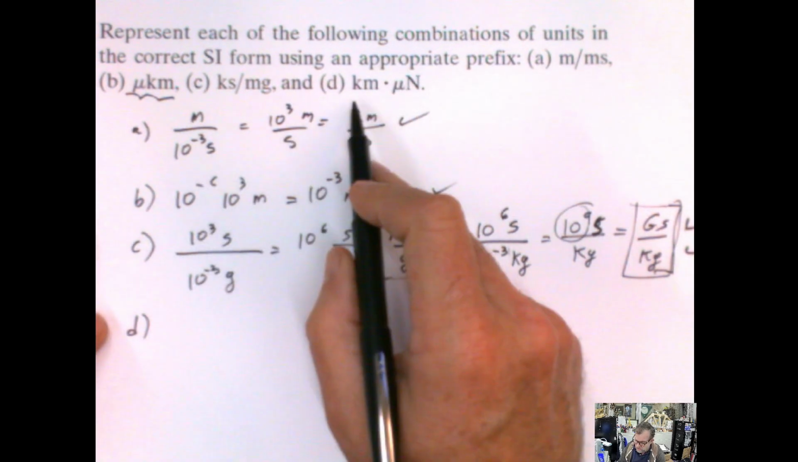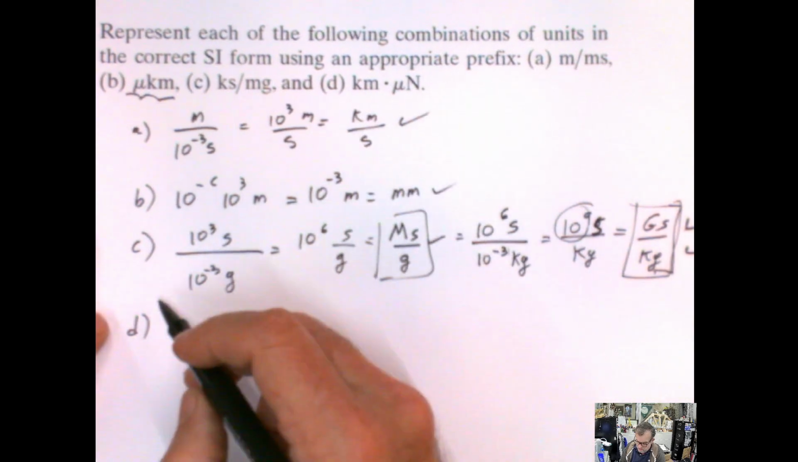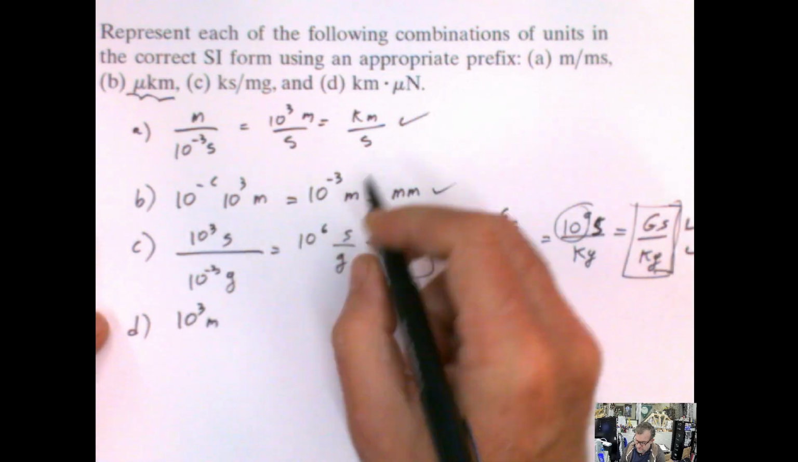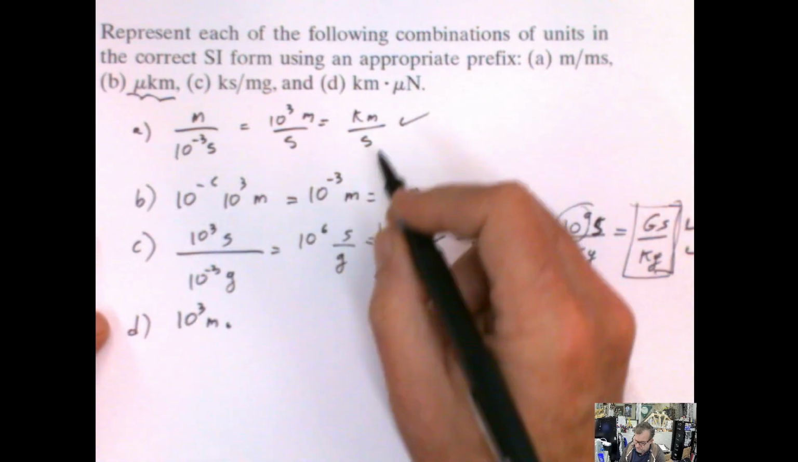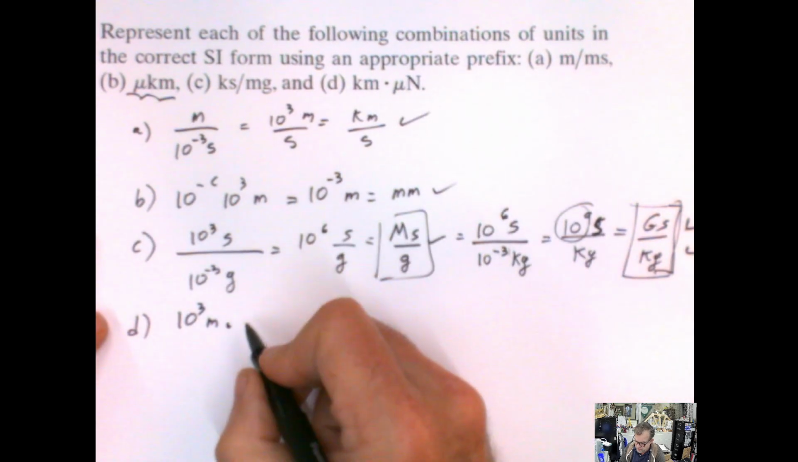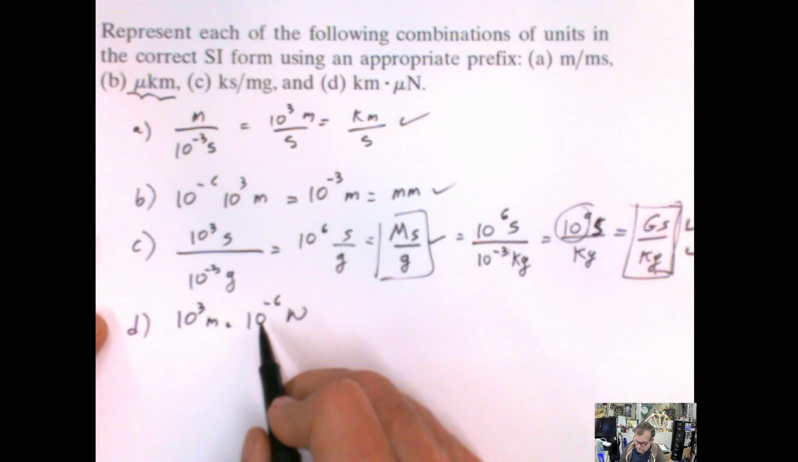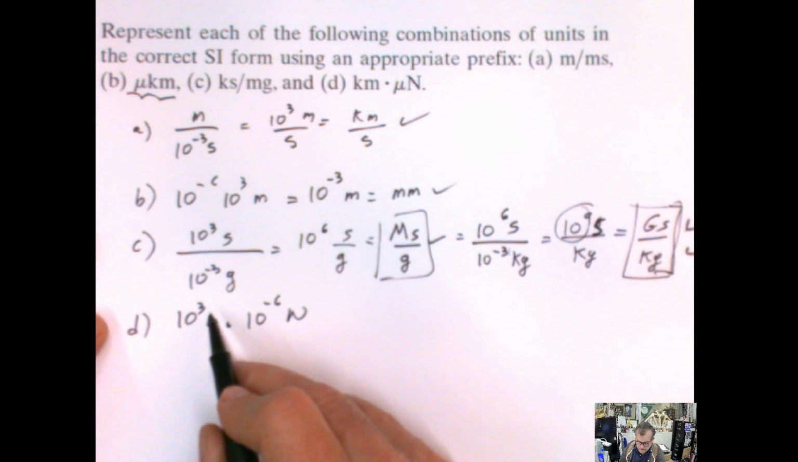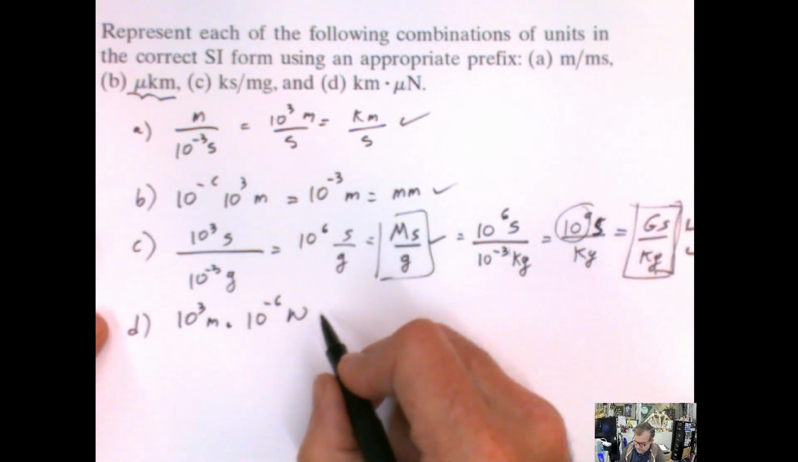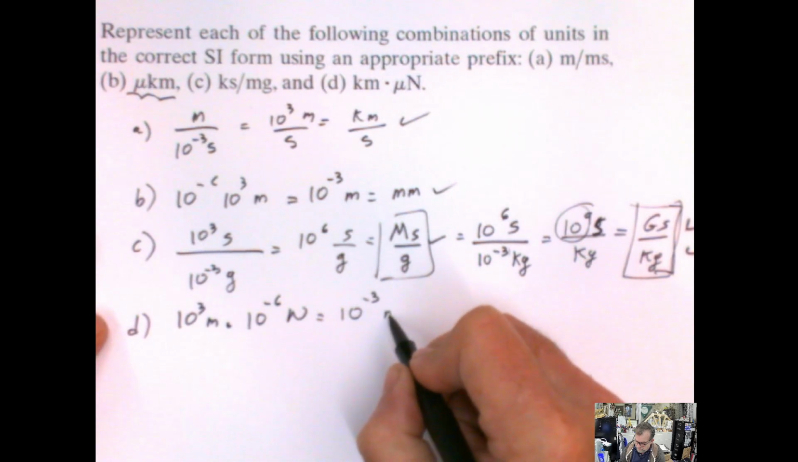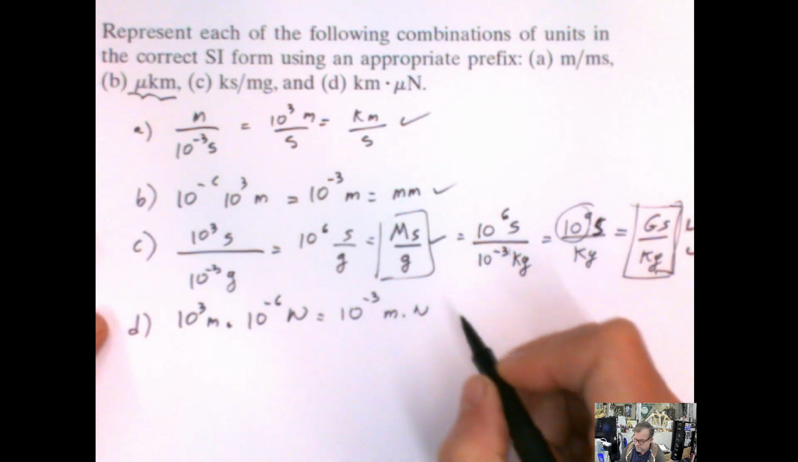And last but not least, kilometer. Okay, kilometer. What is a kilo? 10 to the third meters. Multiply by micrometer, micronewton. What is micronewton? 10 to the negative 6 Newton. 10 to the negative 6, 10 to the third. That would be 10 to the negative 3 meter Newton.